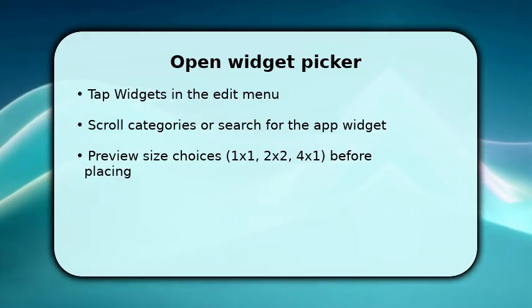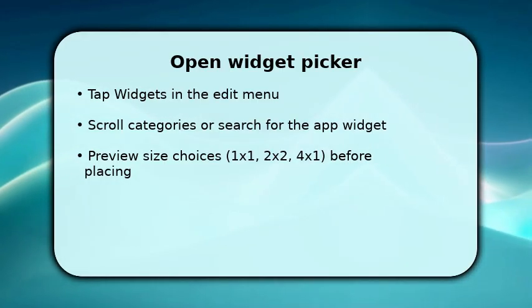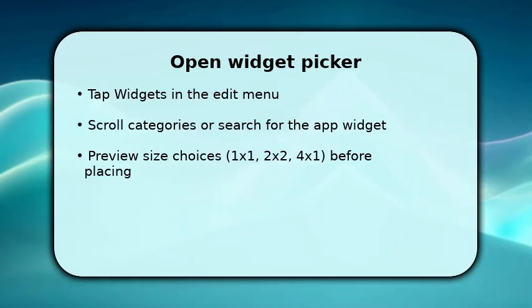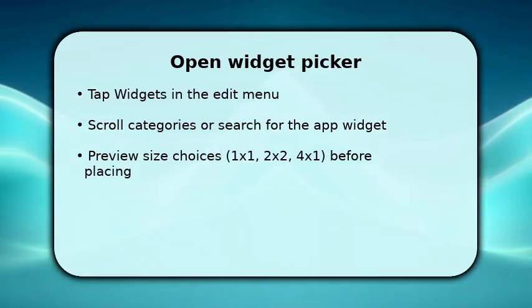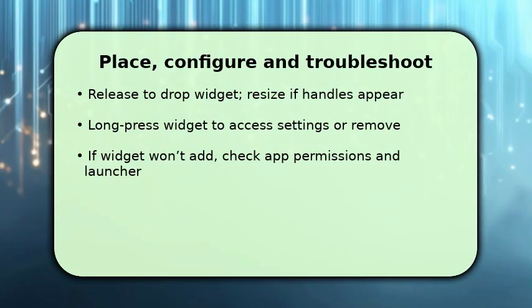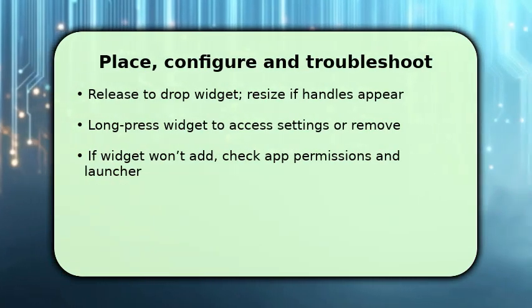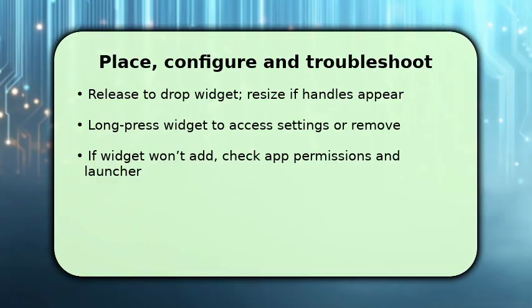After choosing, press and hold the widget, then drag it to the desired home screen position. This drag and drop step finalizes placement and shows how it will behave. Release the widget where you want it, then adjust size if resize handles appear. This ensures content displays correctly.